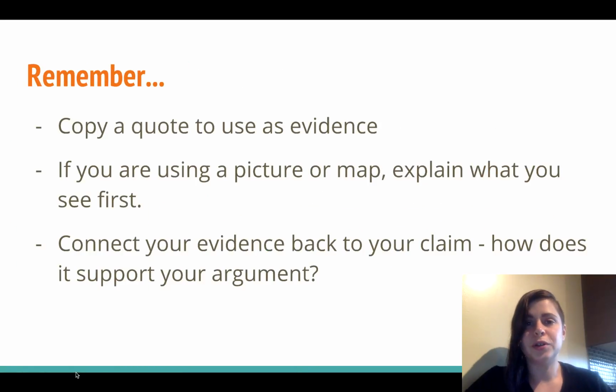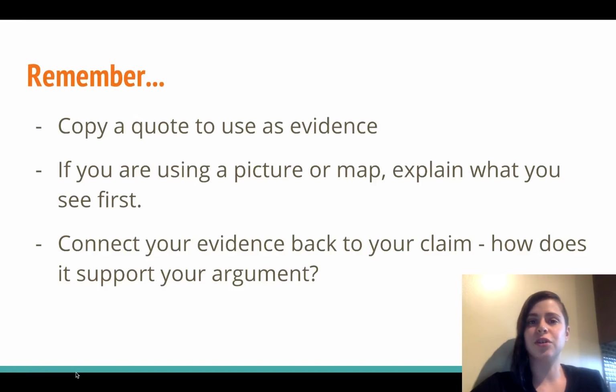Remember, you want to make sure you copy a quote to use as evidence, or if you're using a picture or a map, explain what you see first. Then you want to make sure you circle back around and connect that evidence to your claim. How does this evidence support your argument?